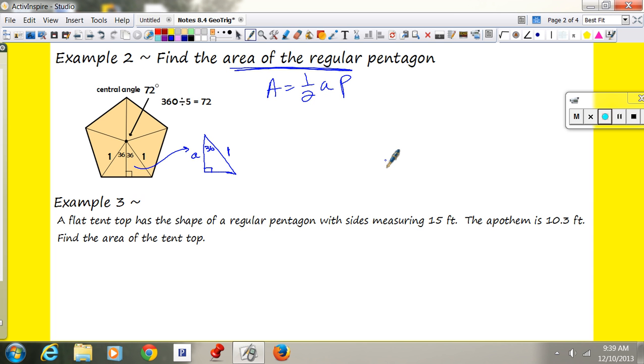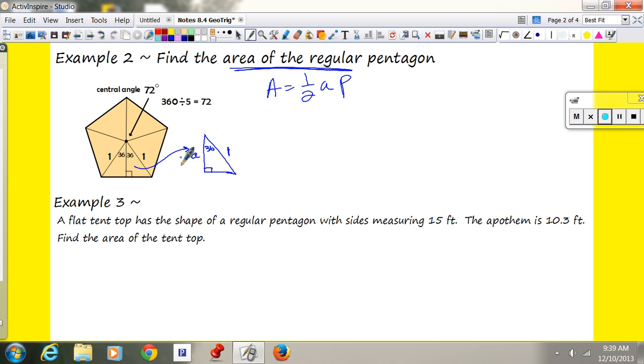So, how do I find the A? I've got a right triangle. What works for every right triangle? Pythagorean theorem and SOHCAHTOA. You could use either one. In this case, SOHCAHTOA would be better because you have an angle.